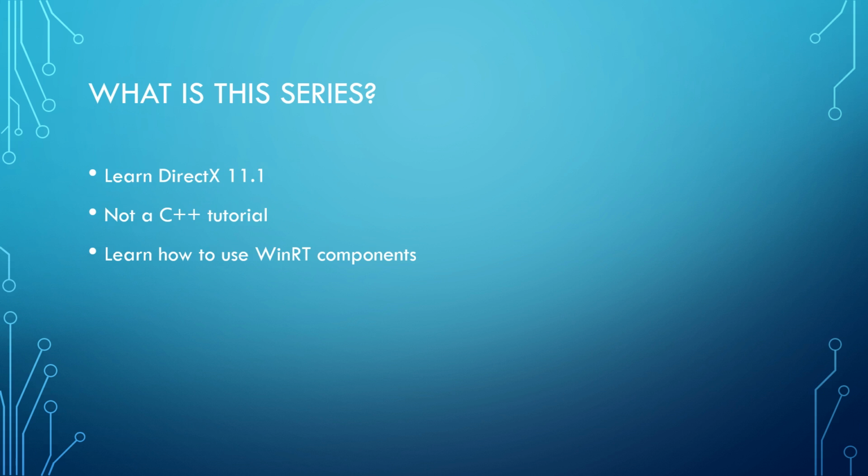So in this series, the focus is going to be that we end up learning DirectX 11.1. And I'll be upfront about it, this is not a C++ tutorial. So while we're working in C++, we aren't going to spend too much time focusing on base C++ concepts that you might need to know to be able to do some of the things. We will, however, learn how to use the WinRT components. We will go into more detail on what these WinRT components are in a moment, but anything that we need to actually understand properly, we will cover.